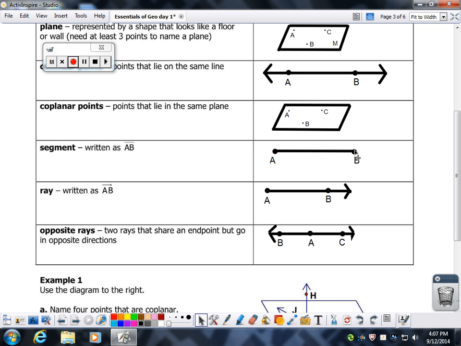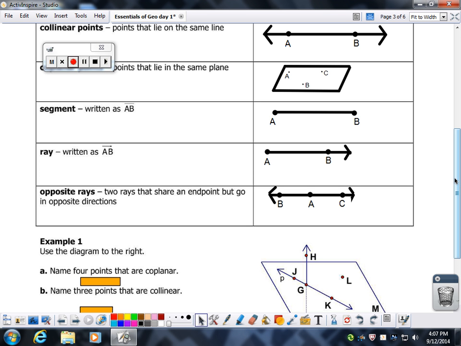A ray has one endpoint and goes on forever in the other direction. Notice point A is the endpoint, and going out towards point B, this line goes on forever. This can only be written as AB. As a ray, the endpoint is always the first letter mentioned. Opposite rays are two rays that share an endpoint but go in opposite directions. In this example, ray AB and AC are opposite rays. They both start at A, but they go in opposite directions.